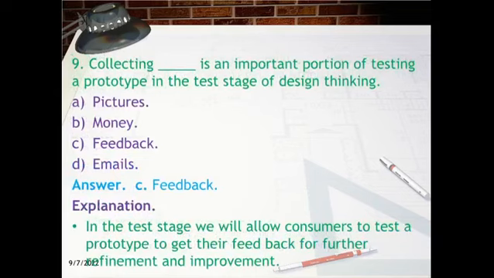9. Collecting ___ is an important portion of testing a prototype in the test stage of design thinking. Pictures, money, feedback, emails. Answer: C. Feedback. Explanation: In the test stage, we will allow consumers to test a prototype to get their feedback for further refinement and improvement.